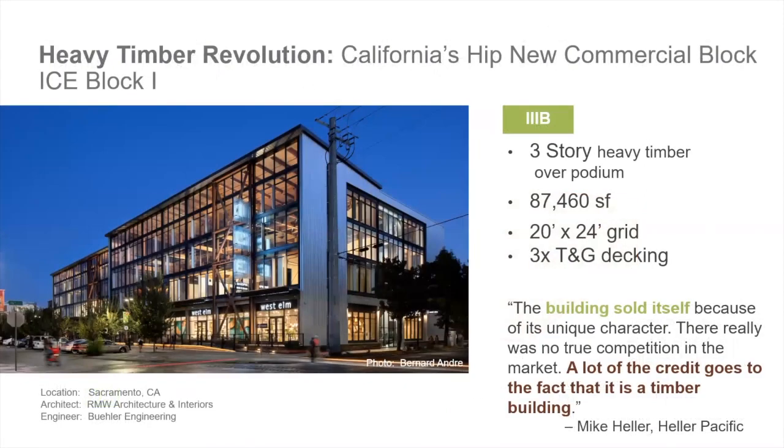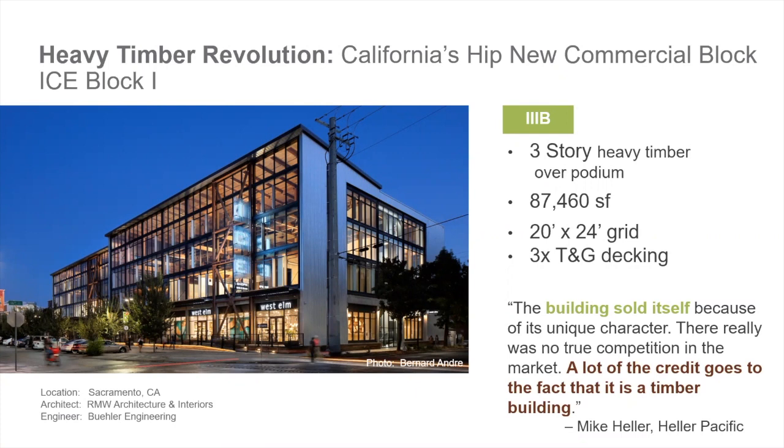So you don't have to start with an innovative mass timber building. The Ice Block 1 is Sacramento's very first modern timber office building, which has won several awards, including a Wood Design Award and an award from the Urban Land Institute in Sacramento. This is more of a traditional heavy timber building. It used 3x timber decking, which is not a prefabricated system, and it was all installed on site.